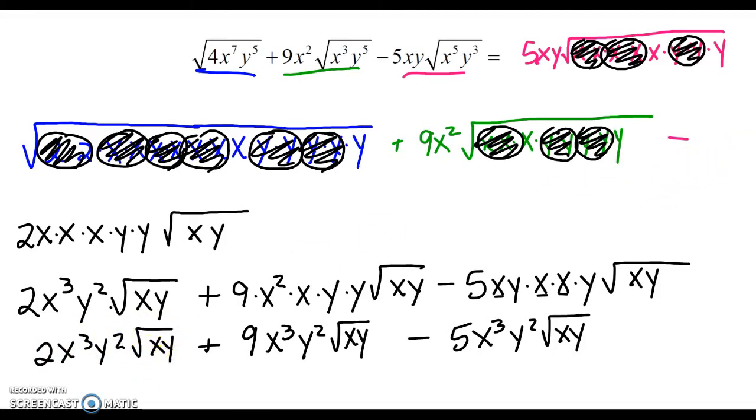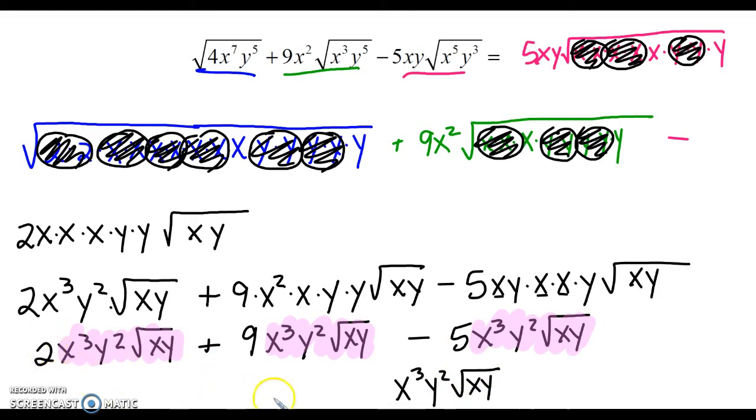I need to see if I've got any like terms. Like terms have variables raised to the same powers. And you know, square root, that is a power. That's the 1/2 power. So I have x to the third, y squared, the square root of xy, x to the third, y squared, the square root of xy, x to the third, y squared, the square root of xy. These are all like terms, and those are all identical. So our final answer will have that in it since we're adding and subtracting: x to the third, y squared, the square root of xy.